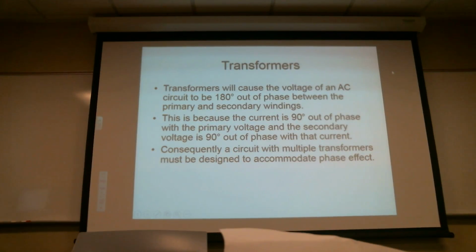That magnetic field is going to be inducing voltage and current in the second coil. In the second coil, the current's also going to lag 90 degrees. So the summation of the two phases of lag is going to cause the current in and out to be exactly 180 degrees out of phase with each other. That's no big deal.